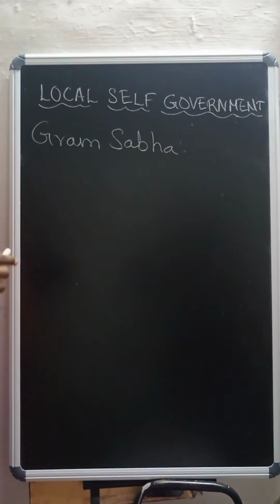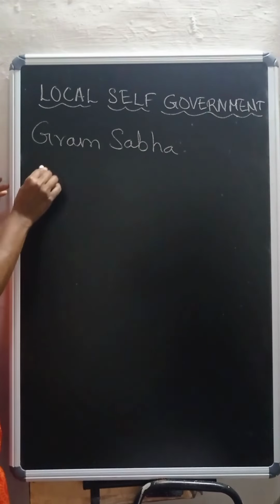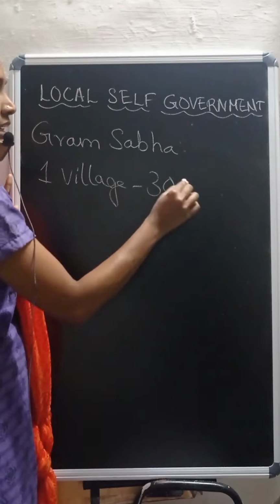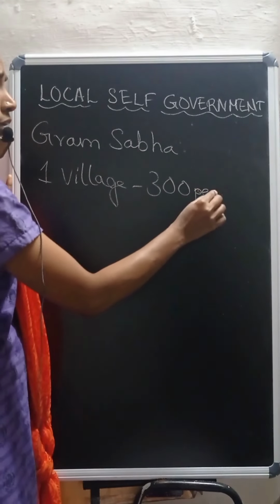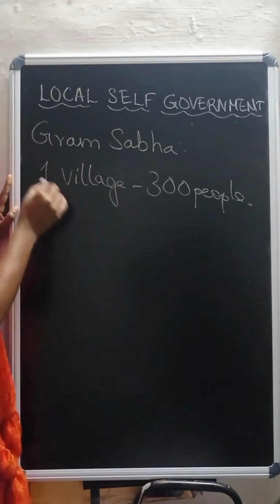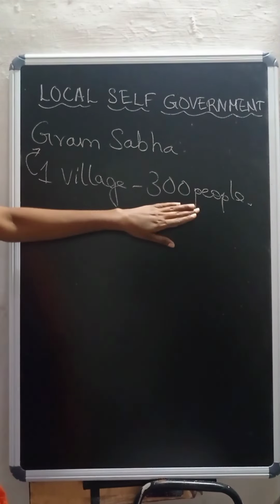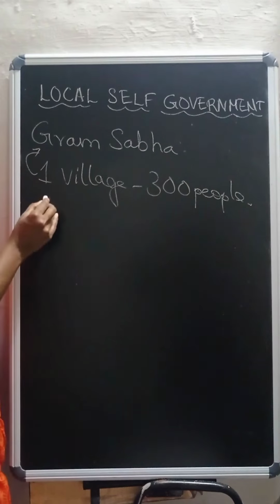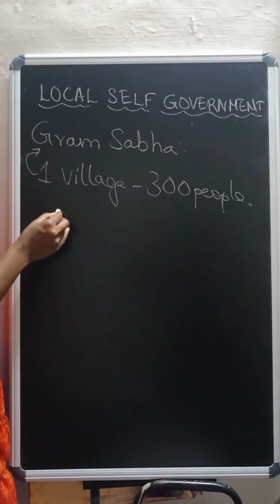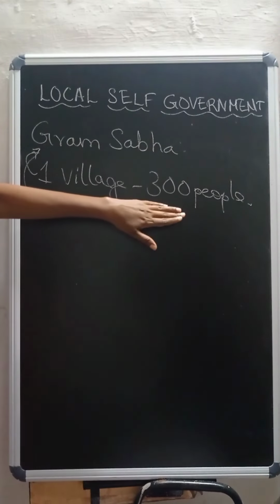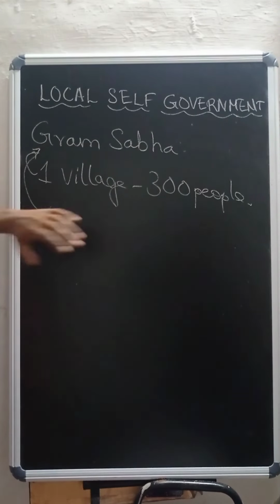Now see, this Gram Sabha consists of one village. If there are 300 people in one village, then this one village will come under the Gram Sabha. If there are fewer than 300 people, then they will combine 2 or 3 villages and form one Gram Sabha.